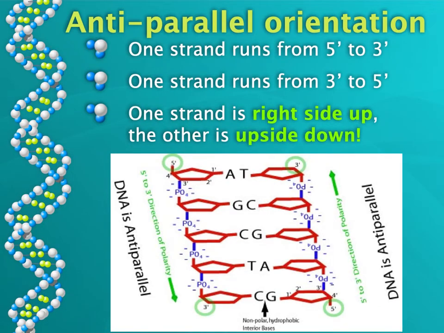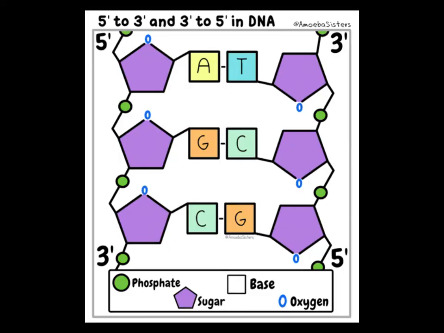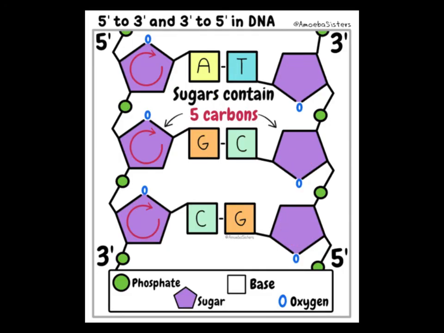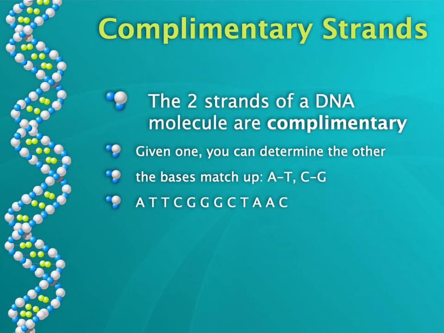DNA is what's called anti-parallel orientation, which means one side is right side up and the other side is upside down. If they were parallel, it would be right side up, but it's anti-parallel. One strand runs from 5' to 3', and the other strand runs from 3' to 5' as you look at it. Now that 5' and 3' is just how biochemists number the carbons in the sugar. You just need to memorize that if one is 5 to 3, the other one is 3 to 5, and vice versa.